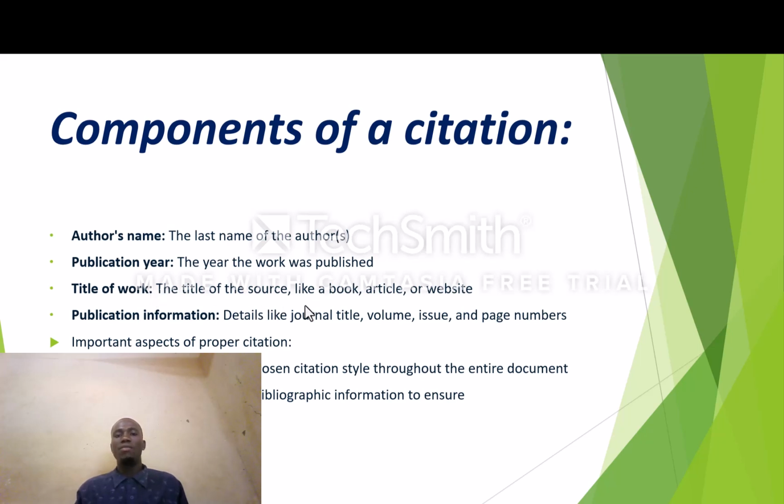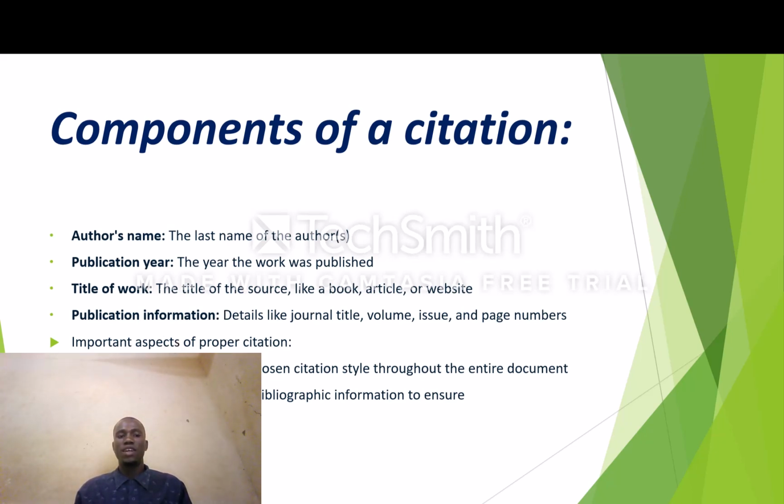Have you taken it from the book? Have you read it from the article, from the website, or from the journal? So you have to take it as a title so that the person can easily access and prove if you have taken it in the right way. We have consistency.